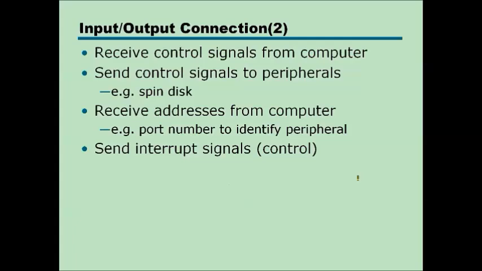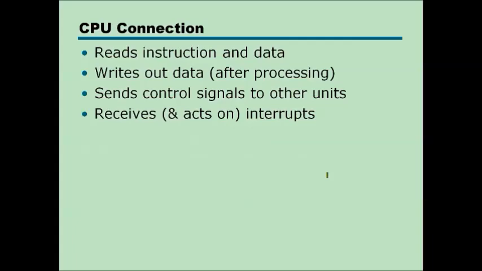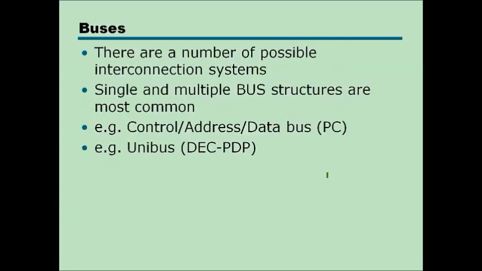So receive control signals from computer, send control signals to peripheral, receive addresses from computer, so either a port number to identify the peripheral, okay, assuming that you have different computers and then you want to connect, then there are different port numbers, it's possible. So interrupt signals, okay, it can send interrupt signals. Next is the CPU connection. The CPU connection is able to read instructions and data, write out data, send control signals to other units, and receive interrupts.